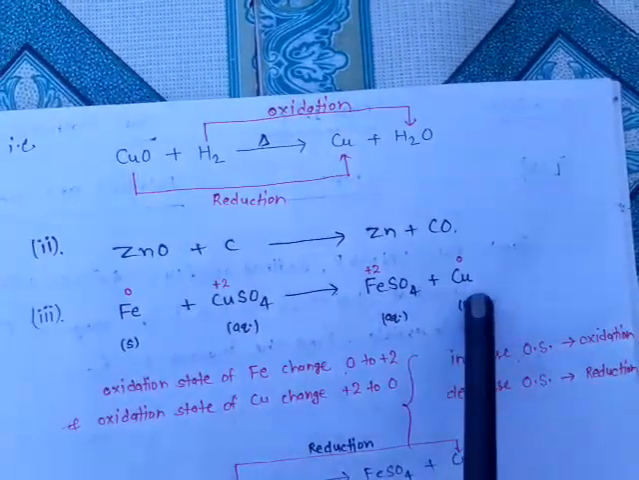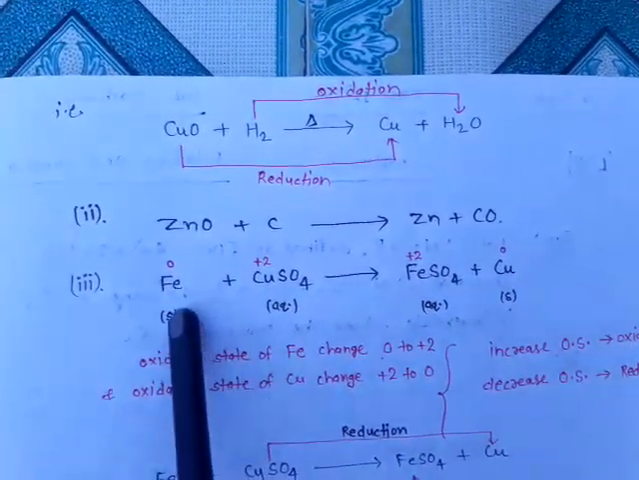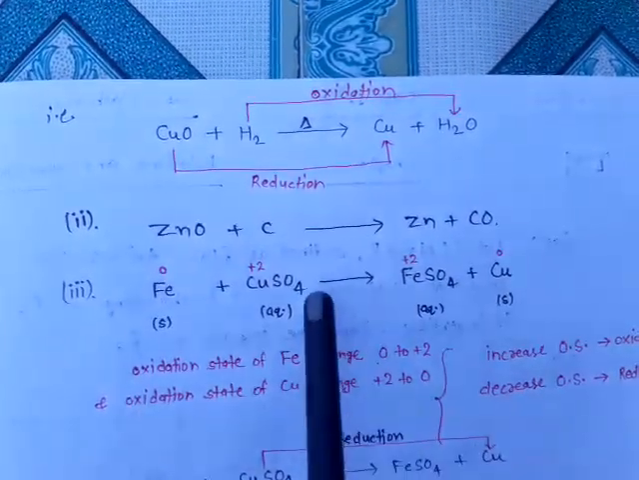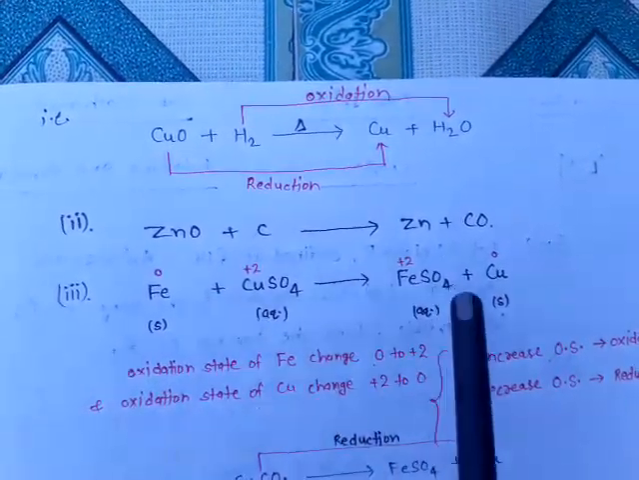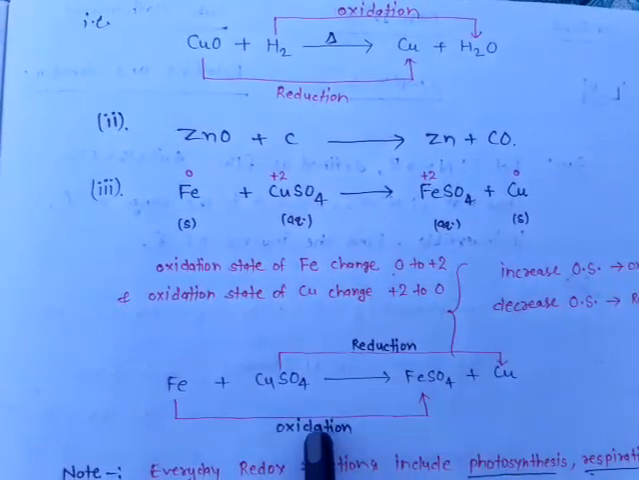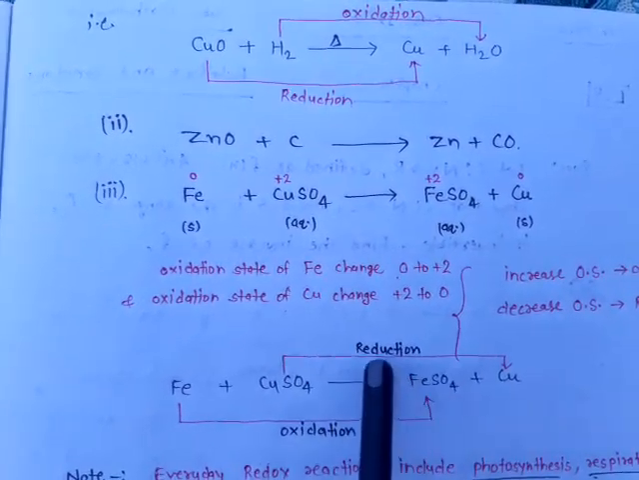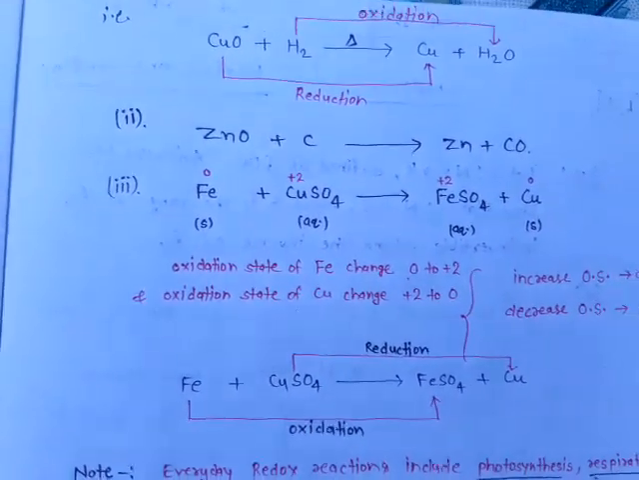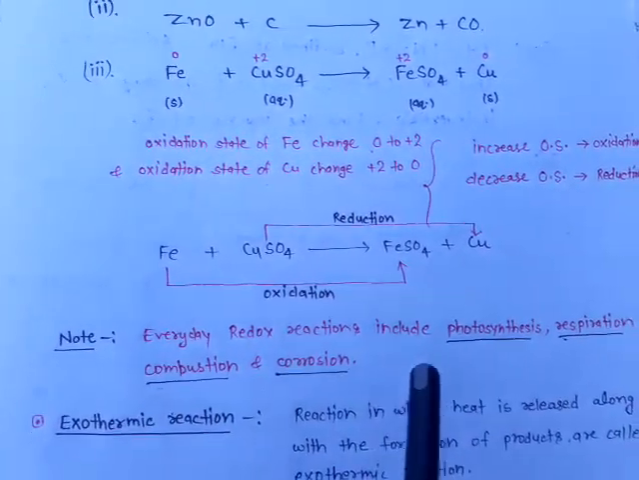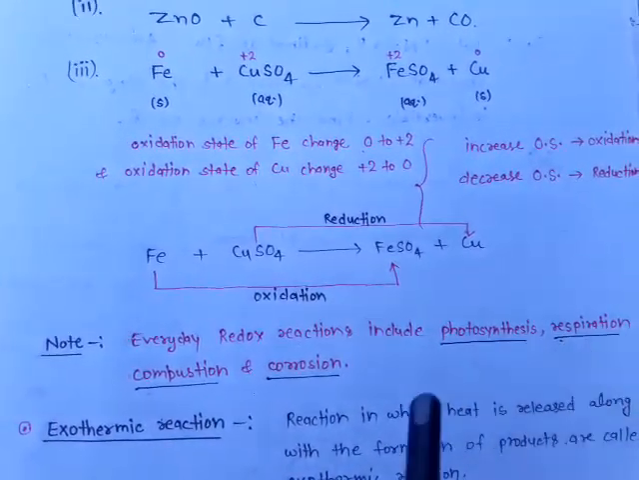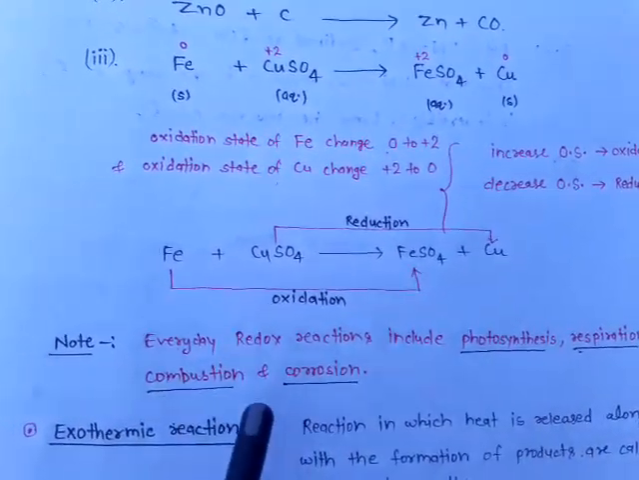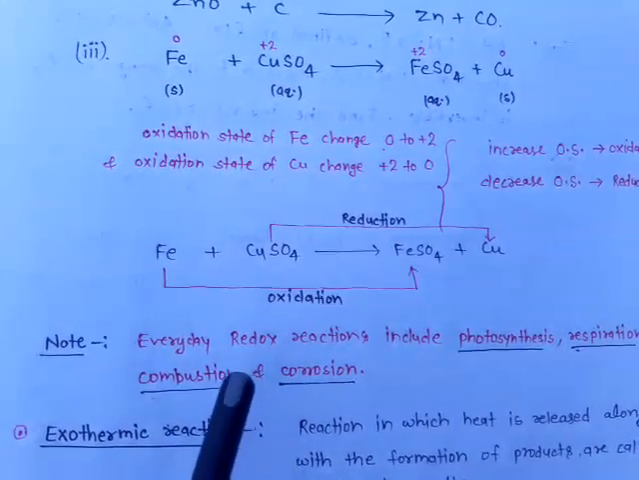Copper converts into this form, this is reduction, and iron converts into this form, this is oxidation. Both oxidation and reduction occur, so this is an example of redox reaction. This can also be written as iron converts into this, which is oxidation, and this converts into this, which is reduction. Now some examples of redox reactions. Everyday redox reactions include photosynthesis, respiration, combustion and corrosion. These are the four redox reactions which occur in everyday life.